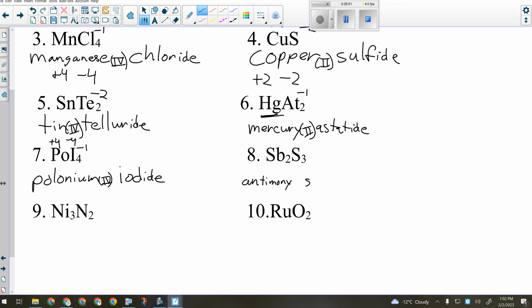And then for number 8, Sb is antimony, and S is sulfur, so antimony something sulfide. And antimony can be a 3 or a 5, I believe. So we've got -2, and there are 3 sulfurs, so -2 times 3 is -6. So I've got to get 6 positives from 2 antimonies, so 6 divided by 2. This is +3.